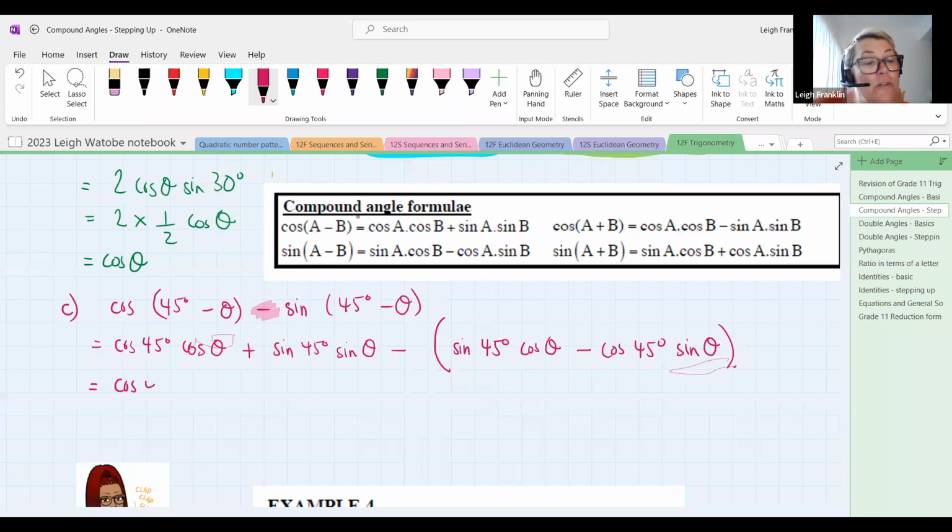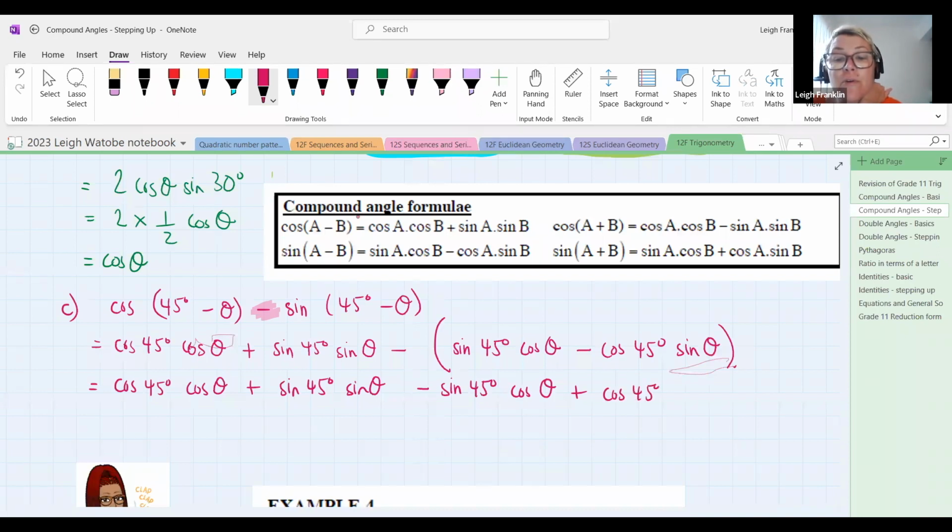That would give us cos 45 cos theta plus sine 45 sine theta minus sine 45 cos theta plus, minus times a minus is a plus, cos 45 sine theta. Okay, so now if we look very carefully, do we have any like terms? Let me not say anything. What do you guys think? Do we have like terms?